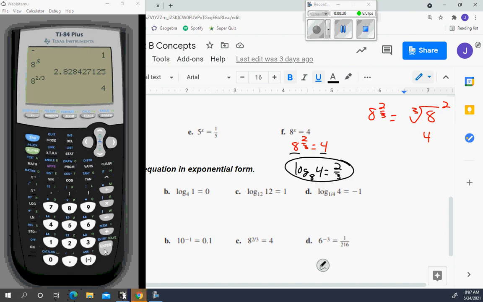Ooh, and my screen just went kaput. Ugh. Fix it.